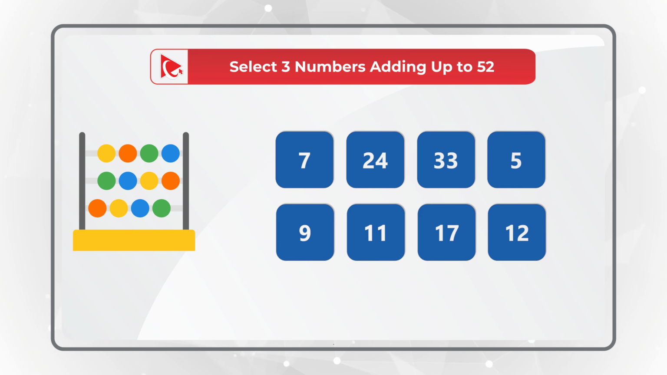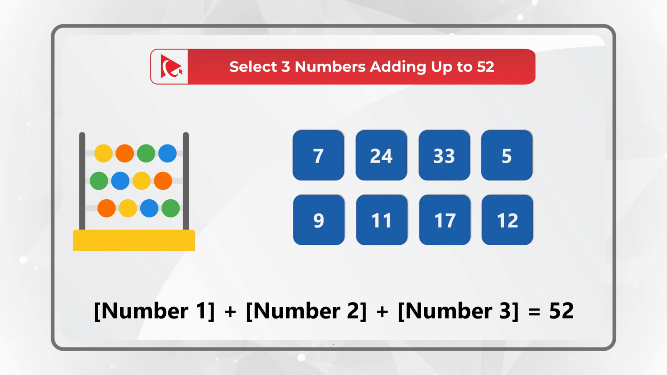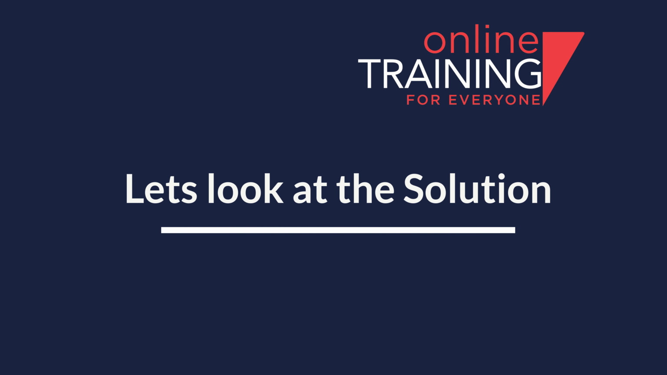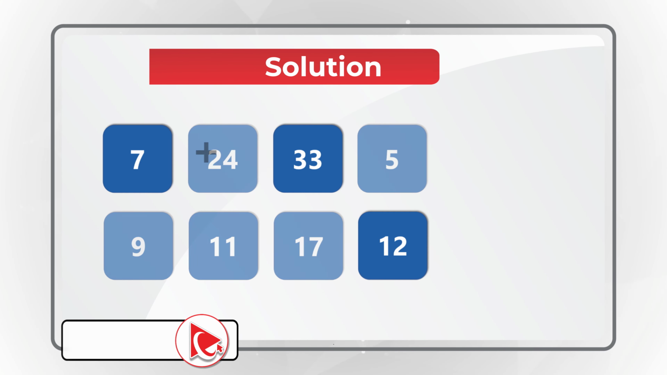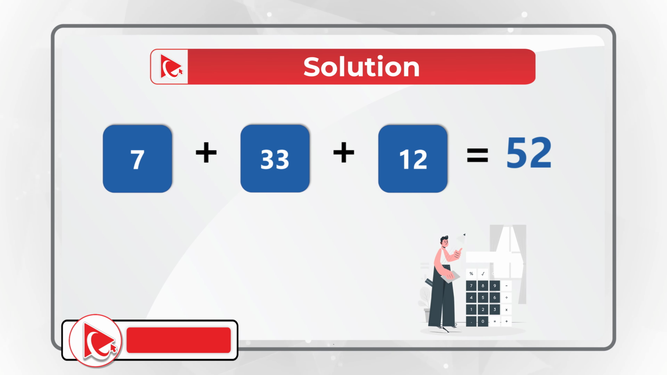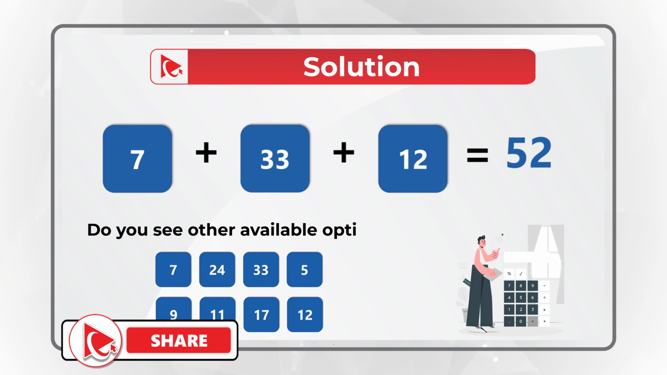Do you see the answer? Give yourself 10 to 15 seconds. See if you can pause this video to get to the correct solution. I am pretty sure you figured it out, but just in case, I am moving forward to get you to the correct answer. As you might have guessed, the correct numbers are 7, 33, and 12, because 7 plus 33 plus 12 equals 52. Keep in mind that this may not be the only solution.